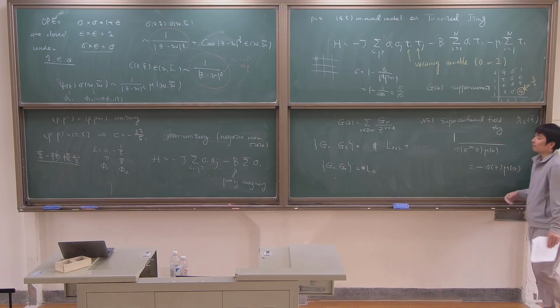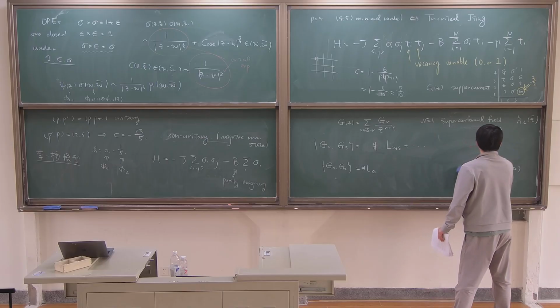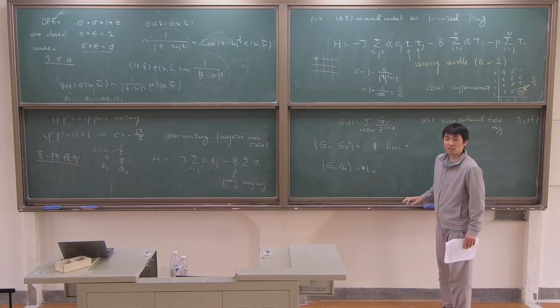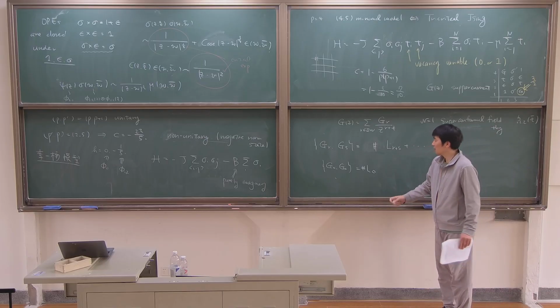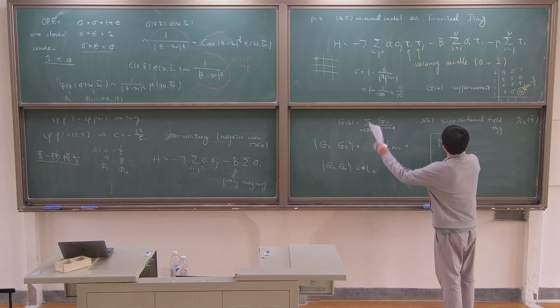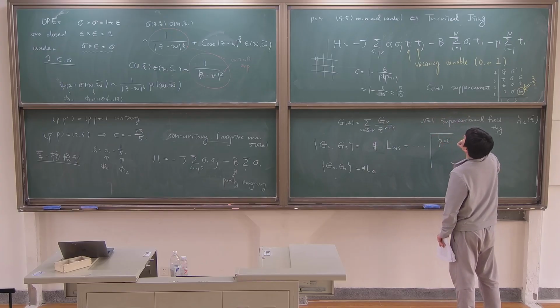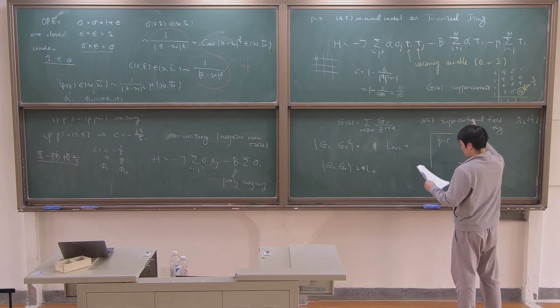So P equal to 5 is called a tri-critical model. So this is P equal to 5. P equal to 4 is the unitary minimal model. And P equal to 5 is called the 3-state Potts model.